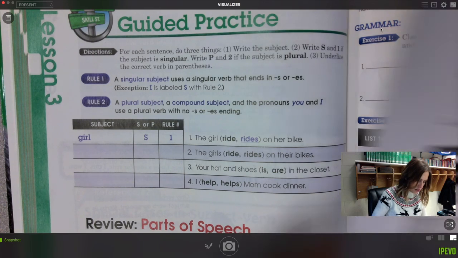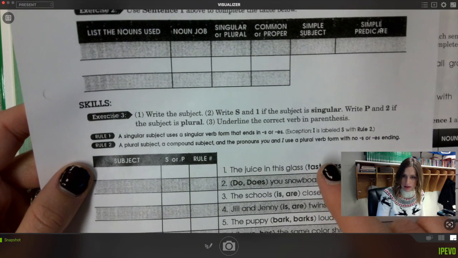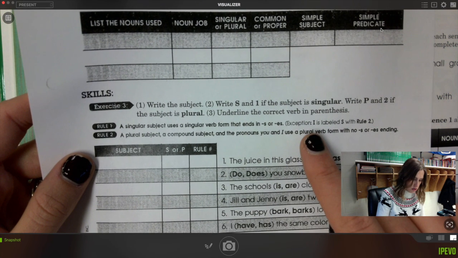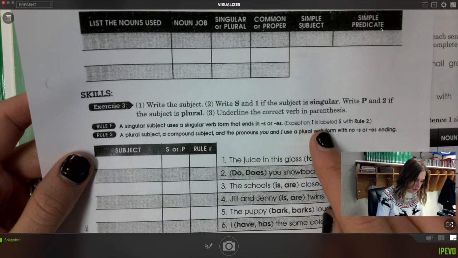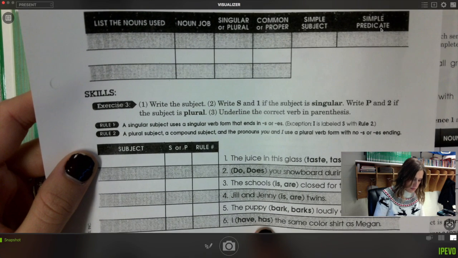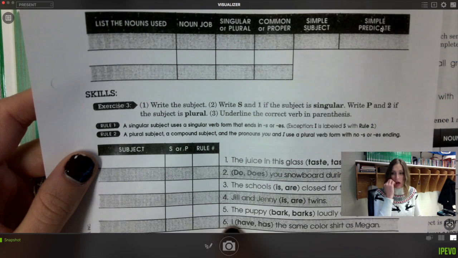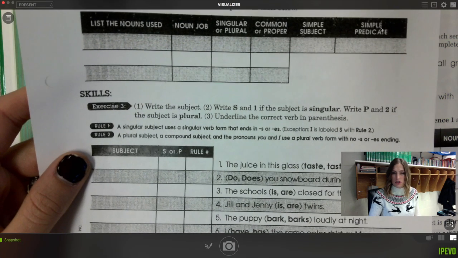Now we've got a special case if you have I. I does not have an S. So if you have, I have the same color shirt as Megan, it's rule 2, no S. I have. All right? So there's a couple special cases like that we'll see.